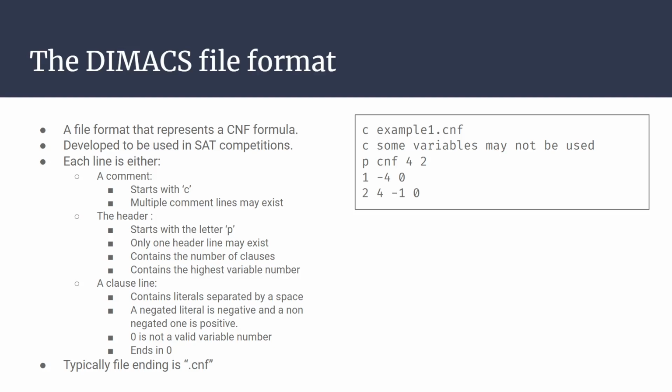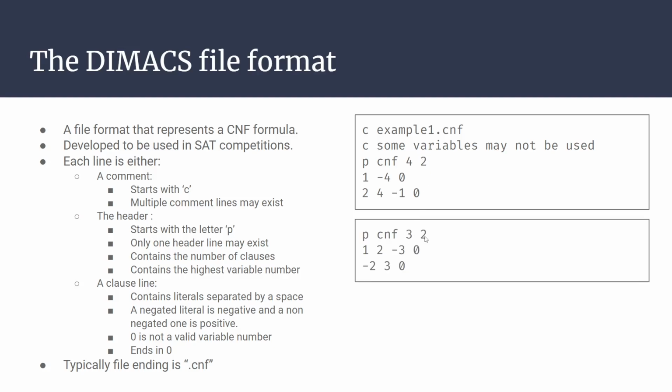It starts with 2 comments, as you can see here. Example 1 CNF, and another comment. Some variables may not be used. Then we see that the CNF starts with a P. This is the header. 4 is the highest variable that will be used, and 2 is the amount of clauses that are in the CNF. Similarly, we have another CNF, just with the highest variable changed to 3 because we didn't use 4 here.